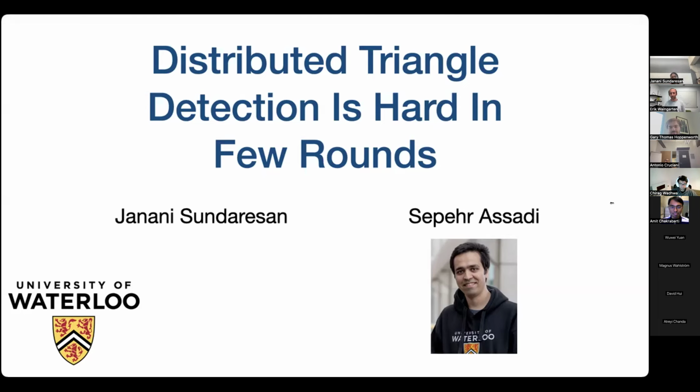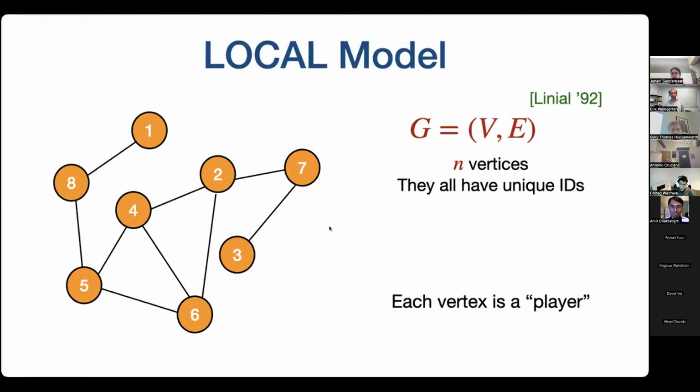I'm going to talk about distributed triangle detection. This is joint work with my advisor, Sepehr Assadi, and we're both from the University of Waterloo. Let's dive right into the model. We're looking at the LOCAL model, which is one of the standard models considered when you want to process a graph in a distributed manner, and this was introduced by Linial in '92.